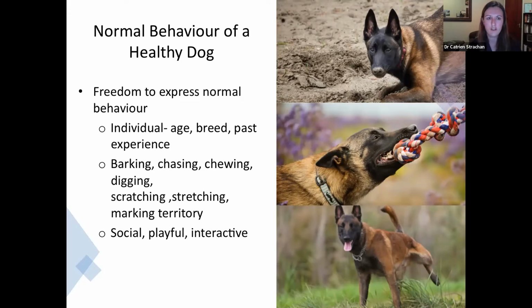Okay, so normal behavior can vary in individual dogs. It often depends on the age of the dog, the breed of the dog, and what experience the dog has had in its past, perhaps as a puppy or growing up. But normal behaviors that dogs show are things like barking, chasing, chewing, digging, scratching, stretching out, and marking their territory, like that doggy in the bottom slide. Some of these behaviors are sometimes quite annoying to owners or to people, but it is considered normal.